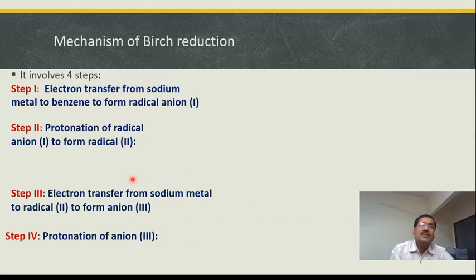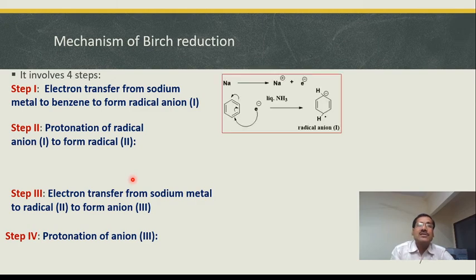As I mentioned, Birch reduction involves the electron transfer from sodium metal to benzene via ammonia. So what will happen? In the first step, sodium will give up its electron because of its low ionization potential. Ionization energy of sodium is very low, so it will give up its electron and Na+ will retain the octet. This electron will be solvated by liquid ammonia. These electrons will be taken away by the benzene ring.